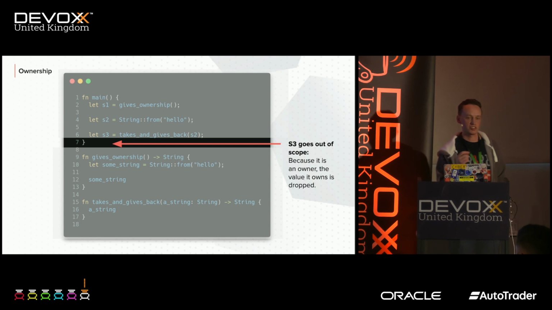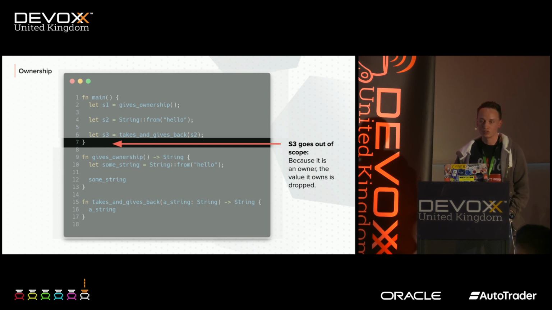Now, what's going to happen next when this function closes is the compiler is going to have to decide which of these values in memory it is going to remove, or which commands to inject into this function to ensure that all the memory used in this function is cleanly freed. When it looks at S3, it's going to say, okay, S3 has gone out of scope, and it is an owner of a value in memory because that takes and gives back function transferred ownership to S3. Therefore, we're going to free that space from memory.